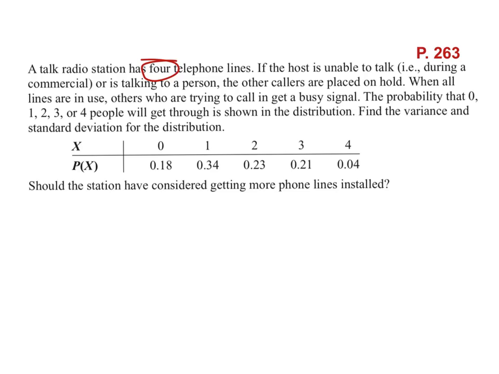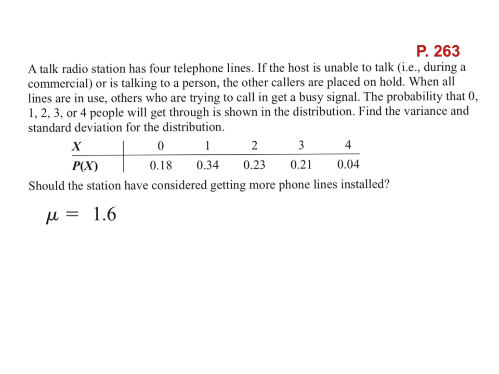All right, what did you get for the mean? 1.6. Yeah, let's round it to the nearest tenth. So you should have got 1.6. Yeah, let's do everything to the nearest tenth for this one.